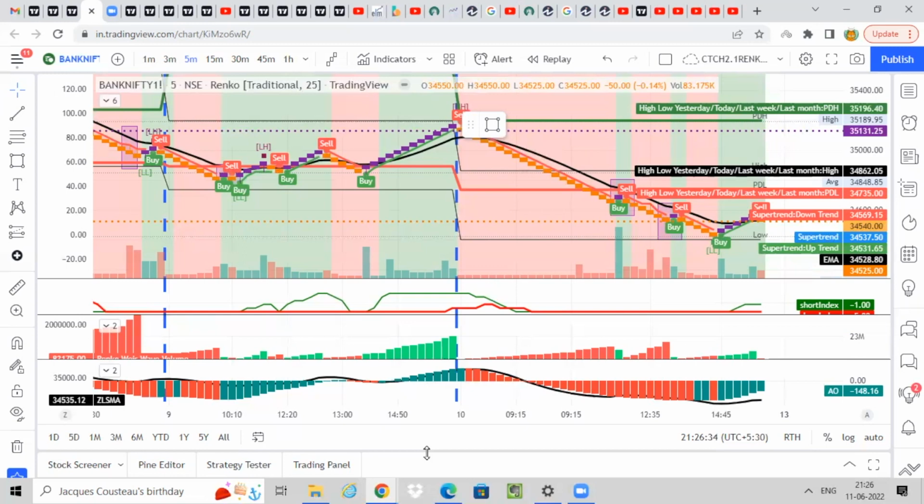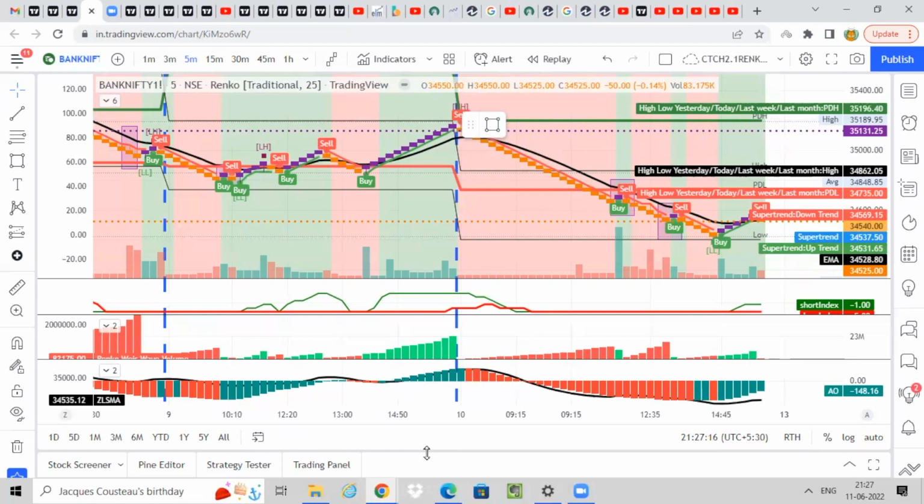Clear? Yes, sir. And why 25, sir? Oh, 25. See, this is for Bank Nifty. What you do is multiply: suppose 34,000, take your calculator, and put 0.075%. You will get around 24, 25. If you do it for Nifty at 16,000, you will get around 12 or 14. So the brick size has a formula, which is 0.075% of the value of the index. Clear? Okay.